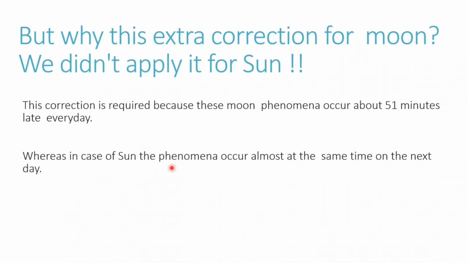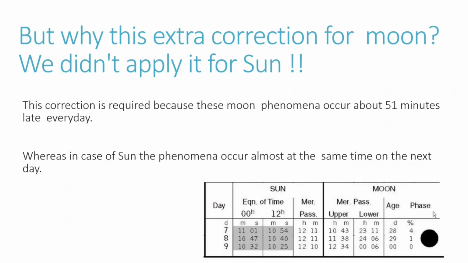Now, in case of the sun, the phenomena occur almost at the same time on the next day. You can see this in the almanac also. If you go to any particular page of the almanac, say, for example, I have picked up this data. On the 7th, the Marpas time of the sun is 12:11. On the 8th, the Marpas time is again 12:11, and on the 9th, it is 12:10. Maximum 1 minute of difference.